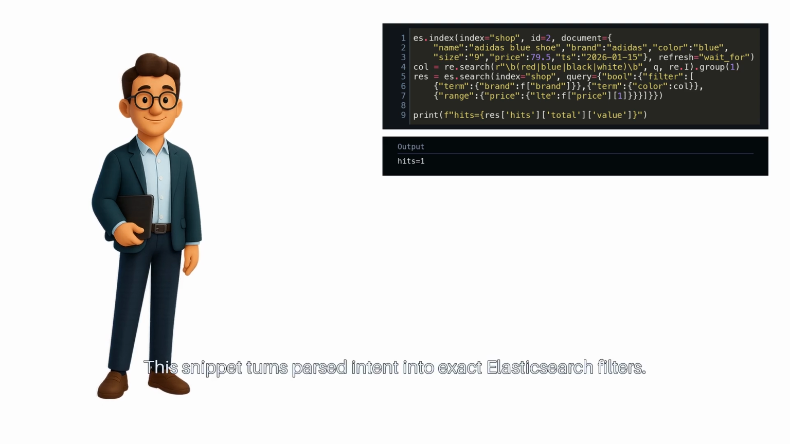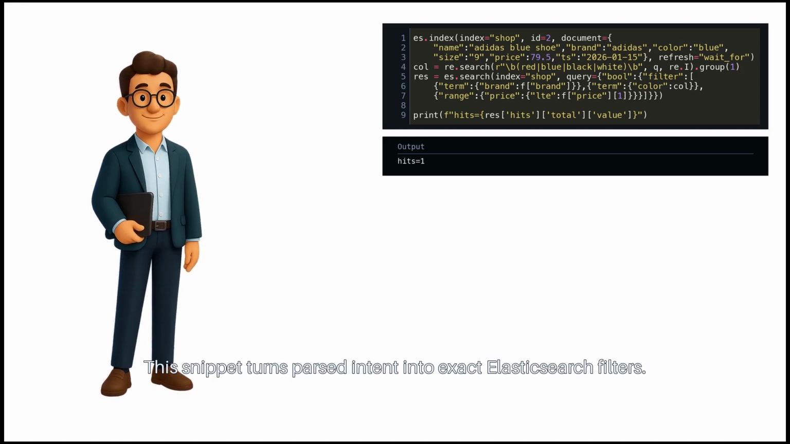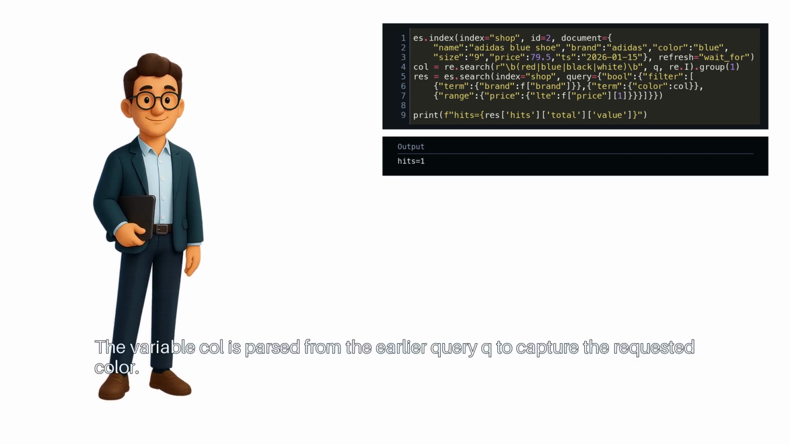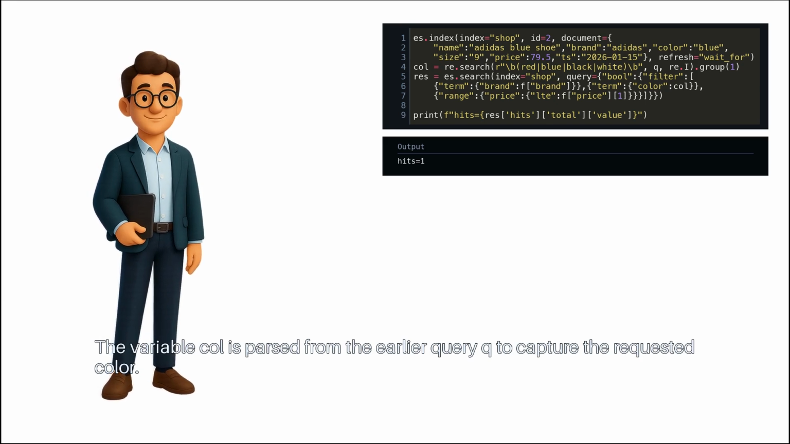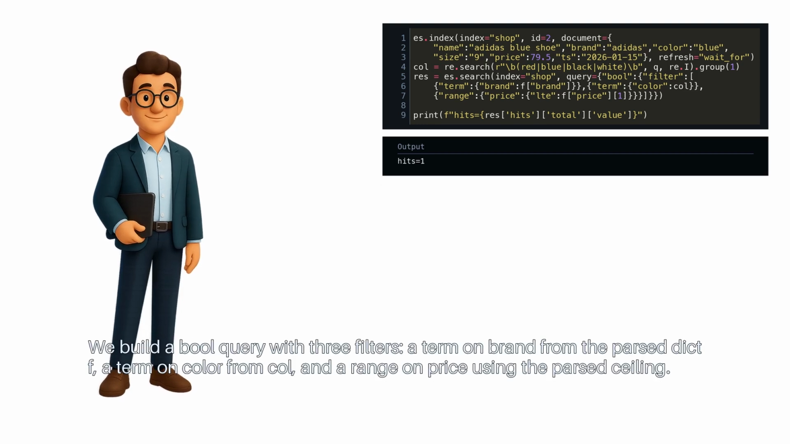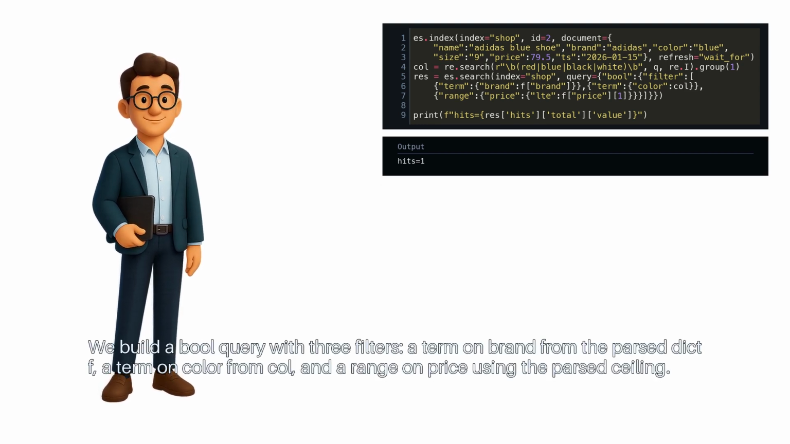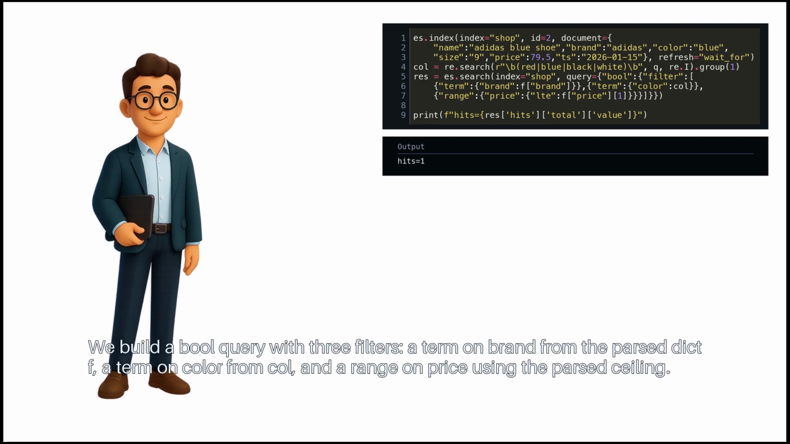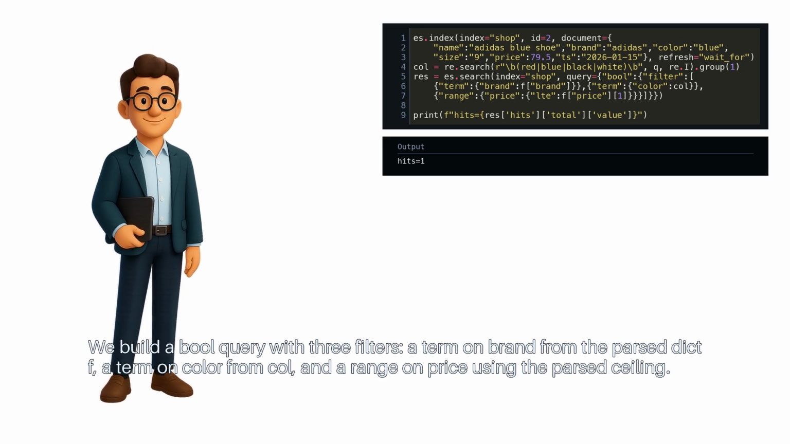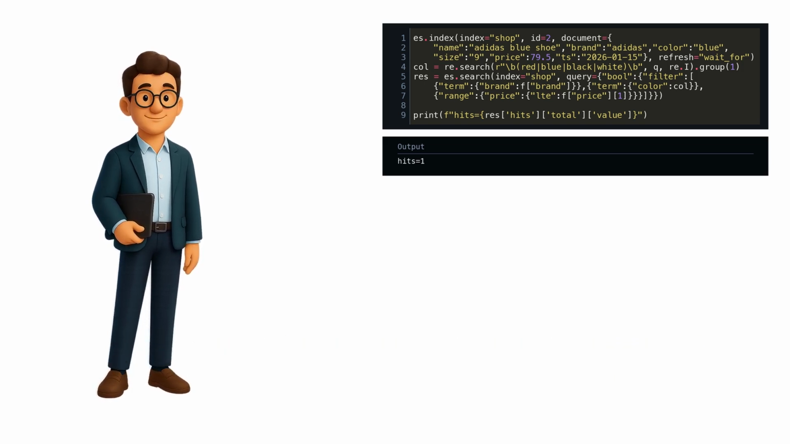This snippet turns parsed intent into exact Elasticsearch filters. We add a second product so the filter action is visible, then refresh inline. The variable col is parsed from the earlier query Q to capture the requested color. We build a bool query with 3 filters: a term on brand from the parse dict F, a term on color from col, and a range on price using the parsed ceiling.